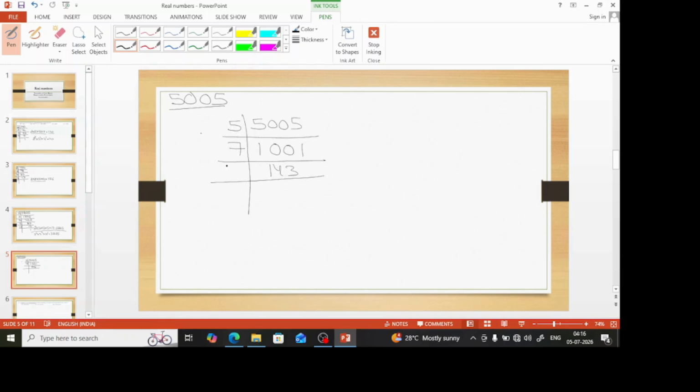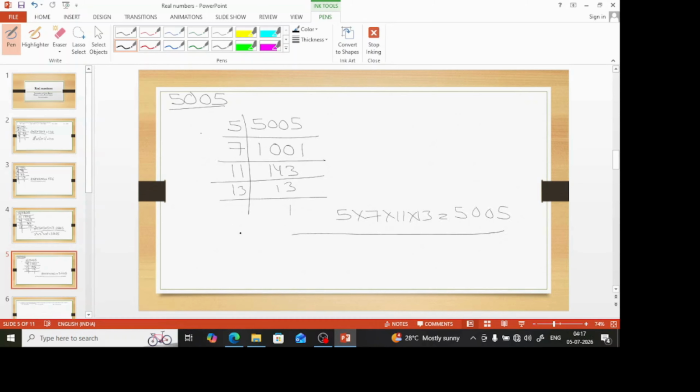So 143 is again divisible by 11 and we will get 13 as a result. Now 13 divided by 13 we will get 1. So the prime factors are 5 into 7 into 11 into 13, equal to 5005.